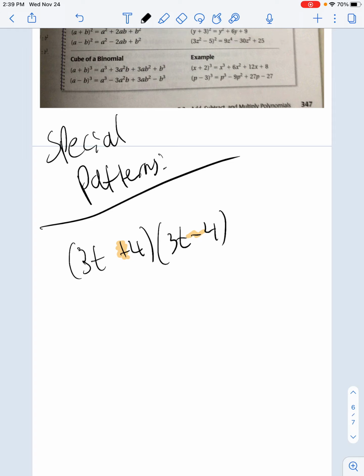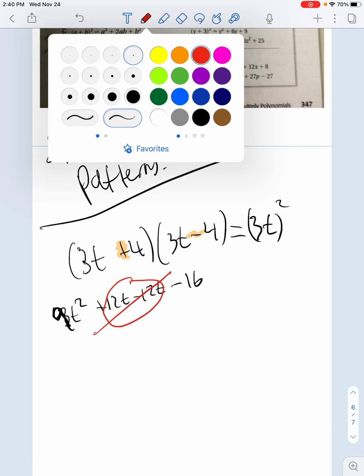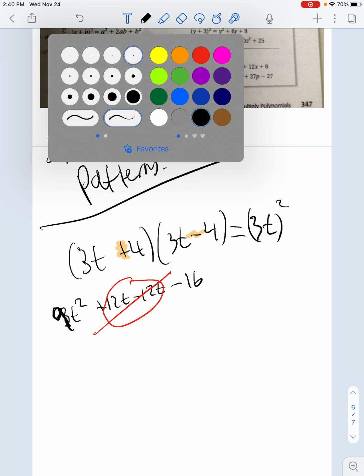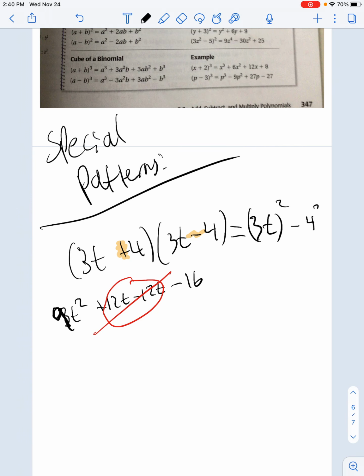So if I look at this, again, this is 3t times 3t. That really is the same thing as 3t squared. 4 times negative 4, so that's where when we do FOIL, we get 3t squared plus 12t minus 12t minus 16. And 3 times 3 is 9. Goofed up there. But this is what I wanted to show you: 12t minus 12t cancels out. So all you're left with is 9t squared minus 16, which is the same thing as 3t squared minus 4 squared.